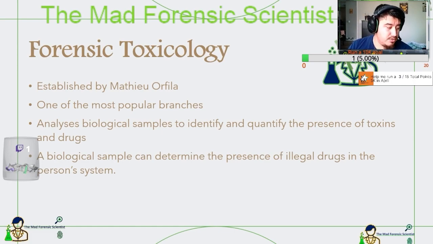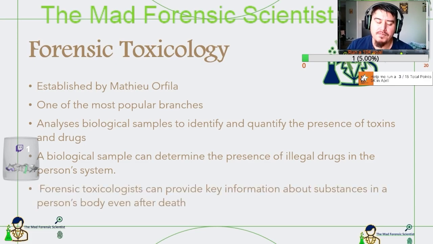So if a person has done drugs, that's going to be in their biological specimens, either their blood, urine, saliva, etc. And in the case of death, it could be found in tissues, liver tissue. I mean, it's found in that when you're living too, but we don't test tissue in living people. Forensic toxicologists can provide key information about substances in a person's body even after death. So even after death, we can extract drugs from tissues.